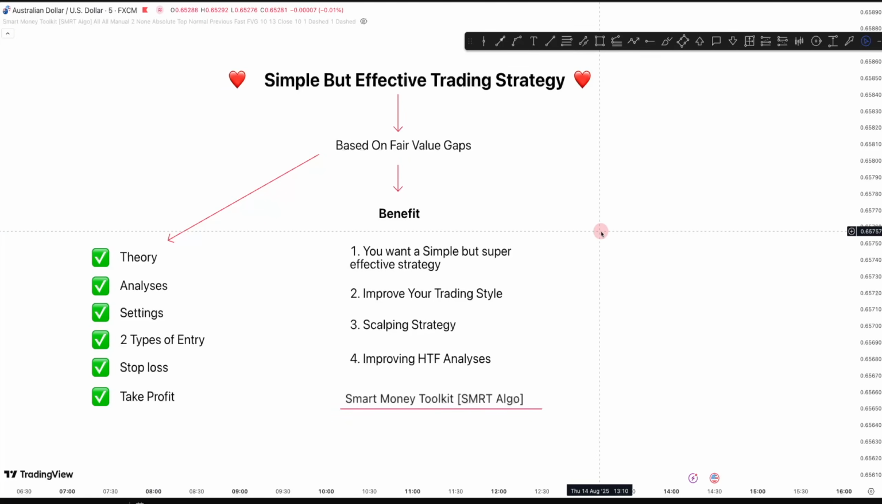As I said, I will deliver and create a trading strategy based on the previous video that I created a few weeks back. So in this video, I'm going to show you a simple but effective trading strategy based on the fair value gap. So let's cover what we're going to talk about in this video.